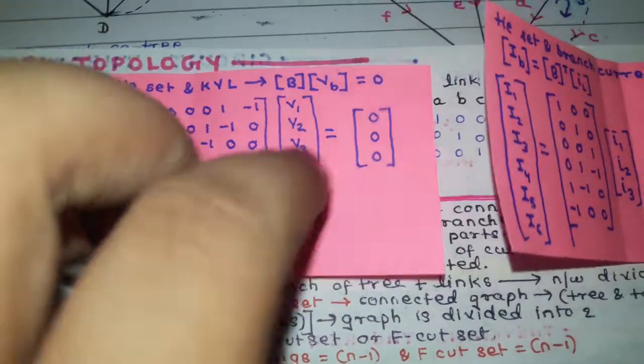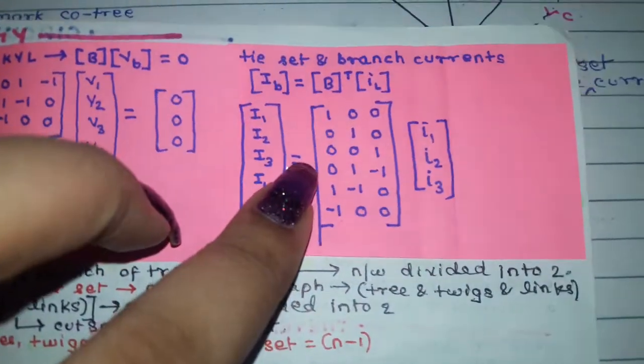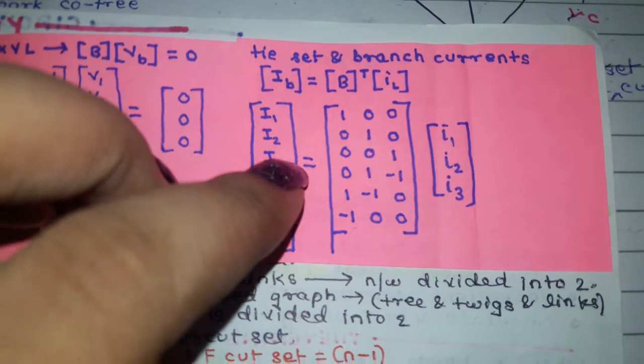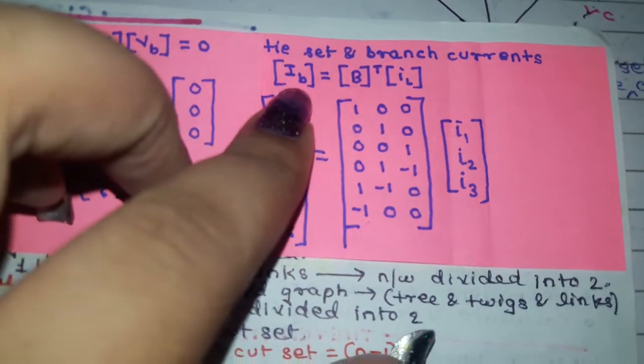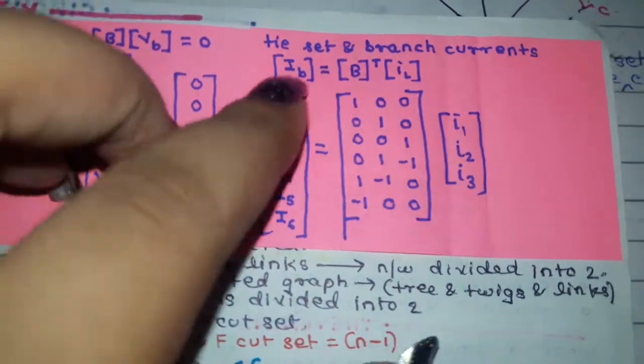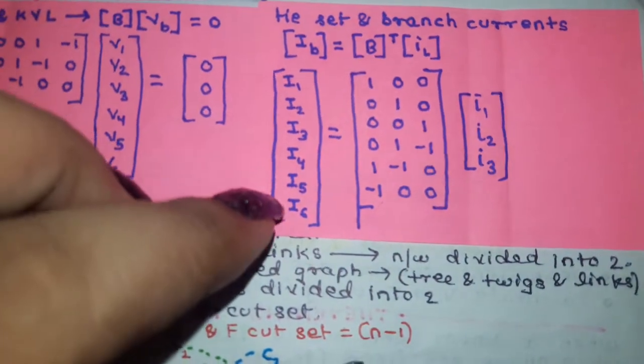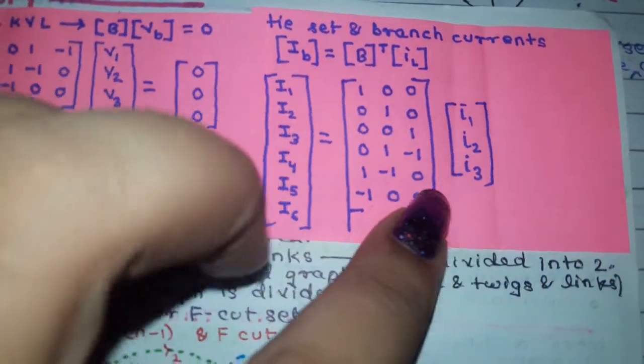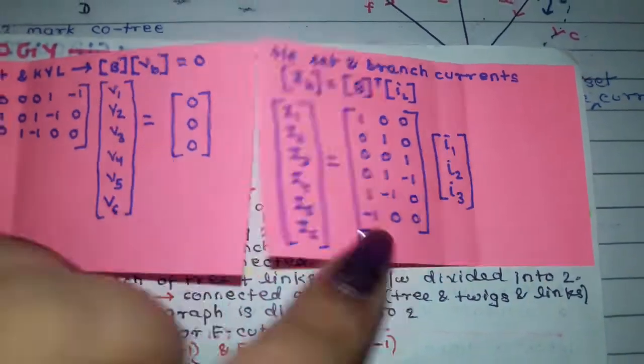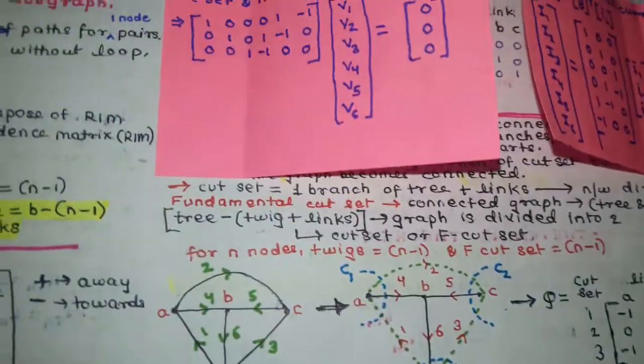Sorry, branch voltage. Now we have the tie set branch currents. We have this particular formula, and this is the format. On solving this, we get the values of this, or this, whatever is the demand of the question. So this is all for the tie set matrix.